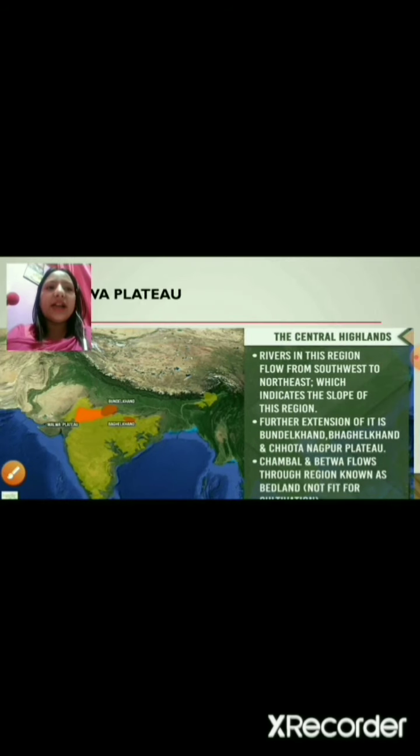Now see the Central Highland. The rivers in this region flow from the southwest to northeast, which indicates the slope of this region. The further extension of this is the Baghelkhand Plateau. The Central Highland is mainly composed of the Malwa Plateau. The further extension is Baghelkhand and the Bundelkhand Plateau, and also here the Chotanagpur Plateau.